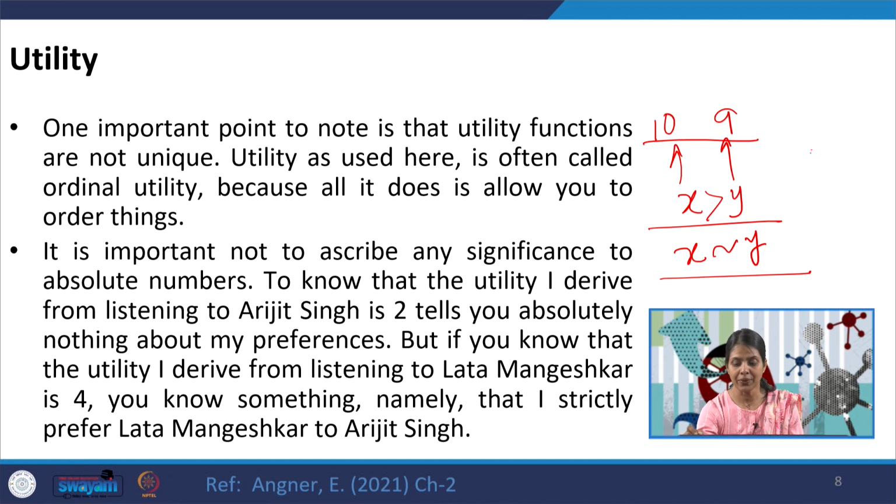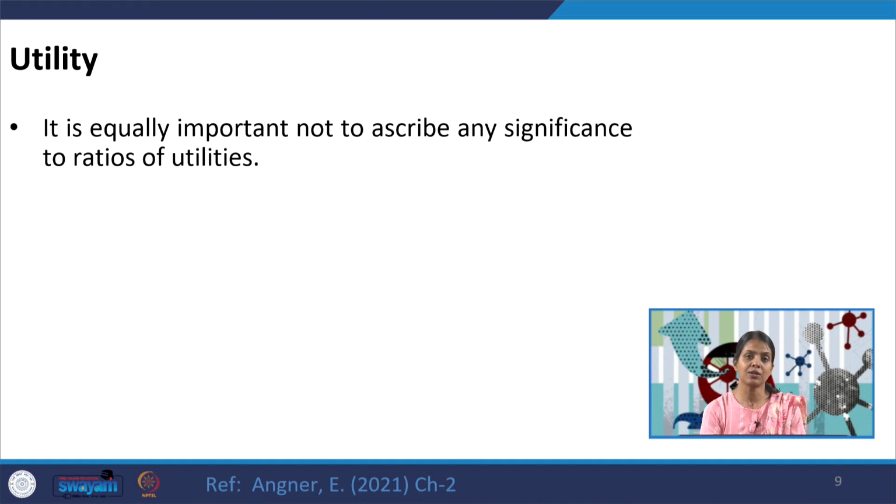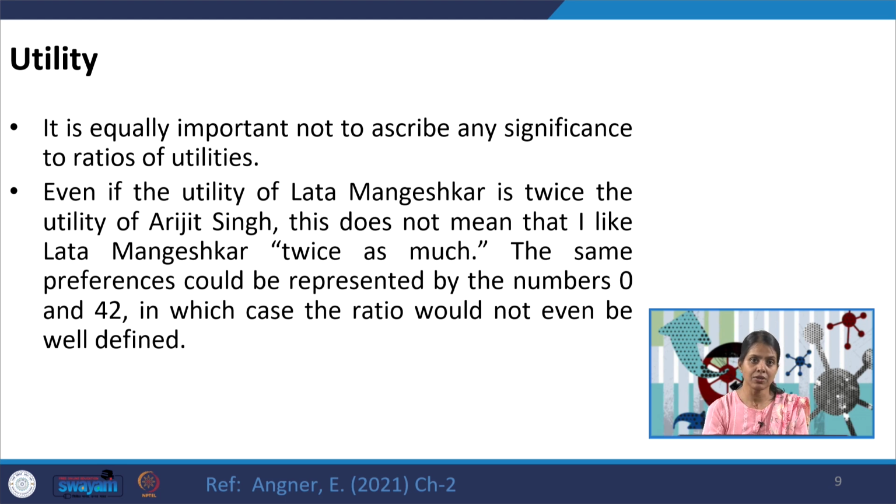Suppose there is a product with which we associate a number 1. It is not necessary that having a utility of 1 implies that x is preferred 10 times, y is preferred to z 9 times, and so on. It is equally important not to ascribe any significance to ratios of utilities. Even if the utility of Lata Mangeshkar is twice the utility of Arijit Singh, this does not mean that I like Lata Mangeshkar twice as much.